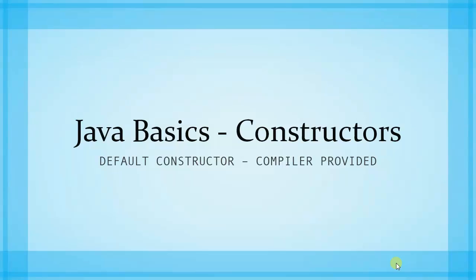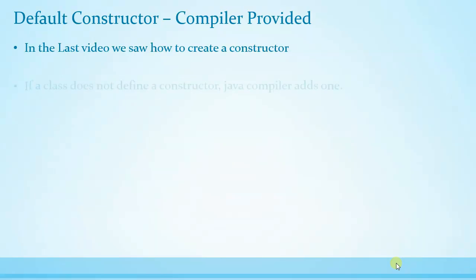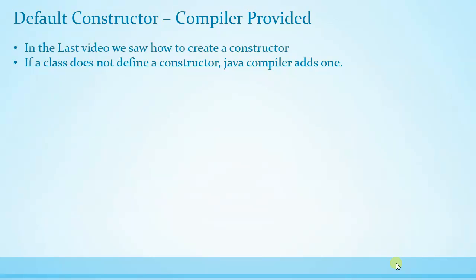Hello, in this video we will see what is a compiler provided constructor and default constructor. In the last video we saw how to create a constructor. So by this time you may know how to create a constructor. Let's say if a class is not defining any constructor, in that case the compiler adds a constructor for us. So this makes creating the object without any problem.